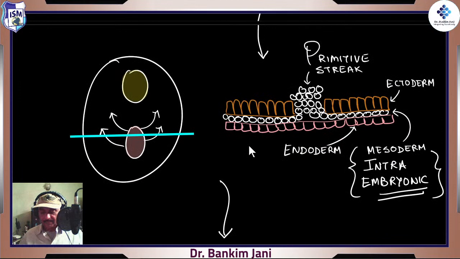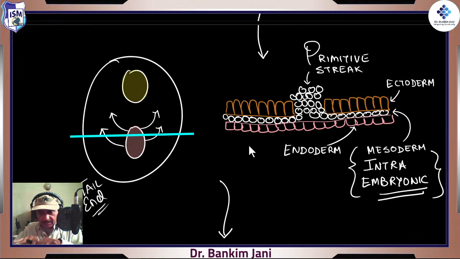That primitive streak which is developed on the tail end, no one has said that the cells you are producing cannot go anywhere. They'll say we can go anywhere. So where will they go? They start sneaking in between ectoderm and endoderm, right? See how interesting. On the tail end, a few cells differentiate and then start going in between ectoderm and endoderm, and then they spread across.